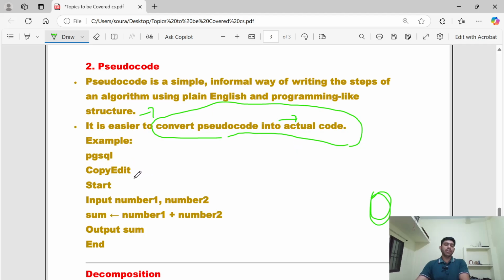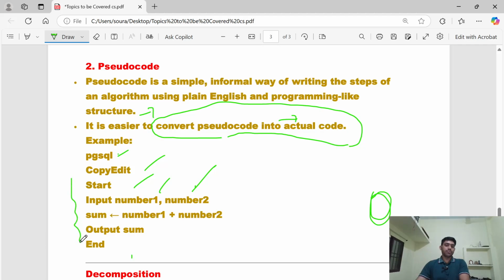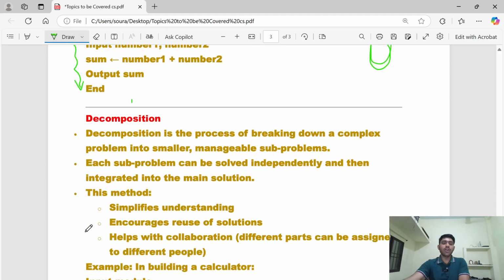Example, you can see here: start, input number 1, number 2, then sum equals number 1 plus number 2, then output sum. This is pseudocode. It is a very simple and informal way of writing the steps of an algorithm using plain English and a programming-like structure. So in normal language, we write the process or the algorithm we have designed.